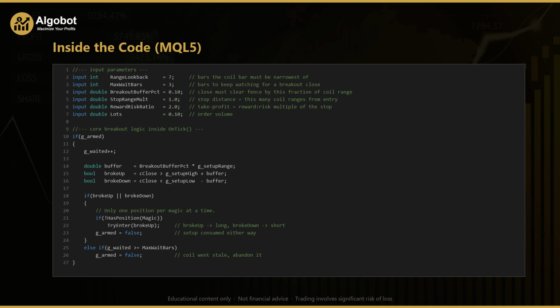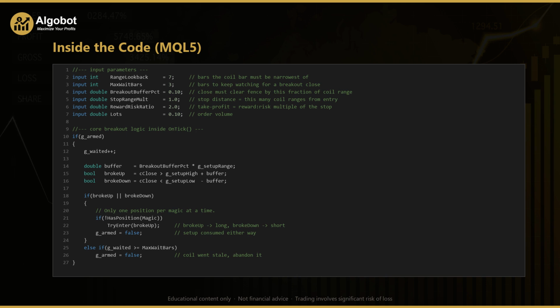If either one is true, the EA checks that it has no existing position for this magic number, and then it calls TryEnter, passing BrokeUp. That single boolean decides direction. True opens a long, false opens a short. Either way, the setup is then disarmed so it cannot fire twice. And if neither breakout occurs and the wait counter reaches MaxWaitBars, the coil is abandoned.